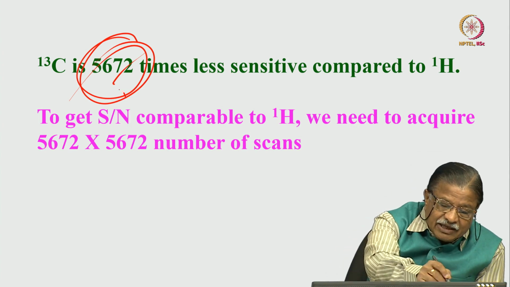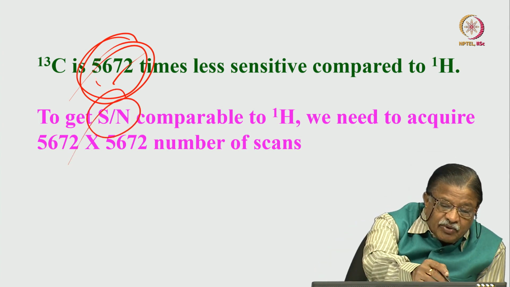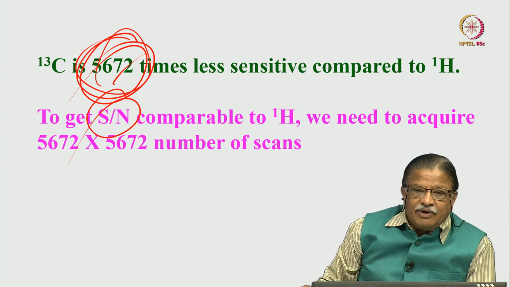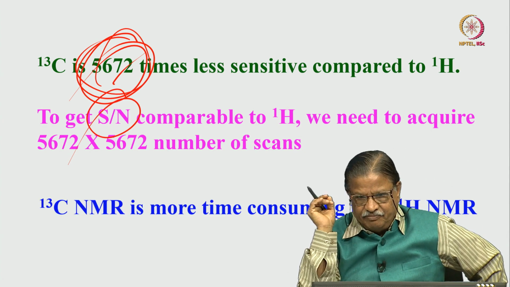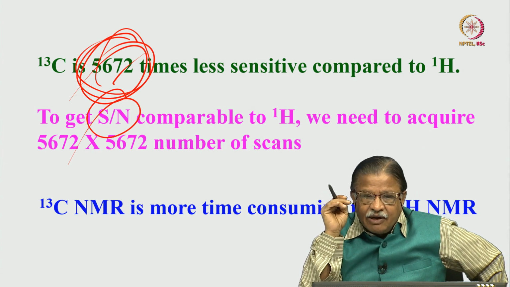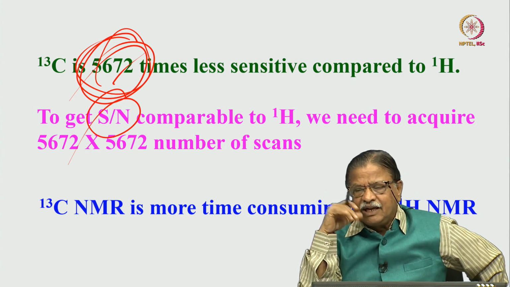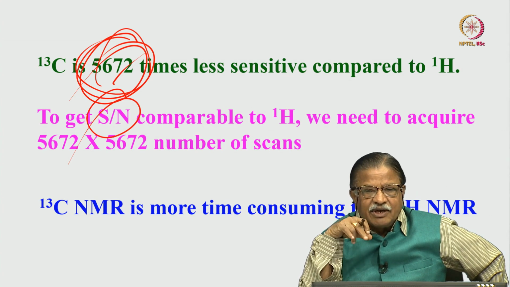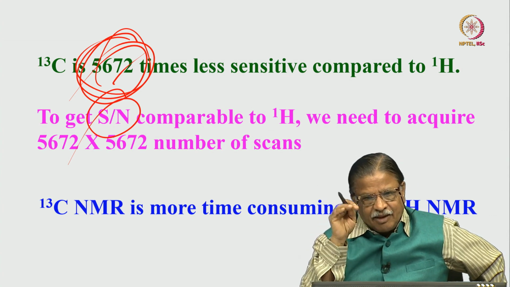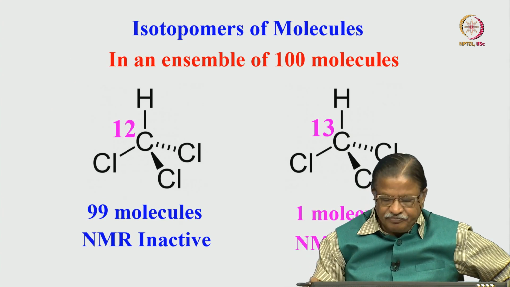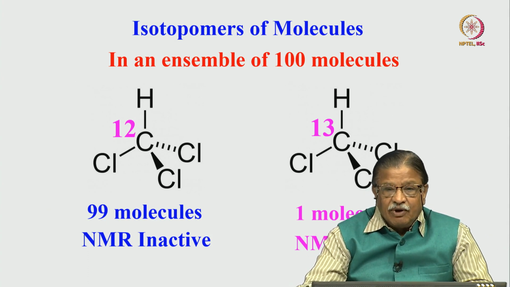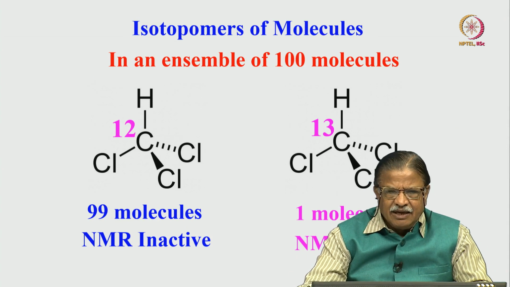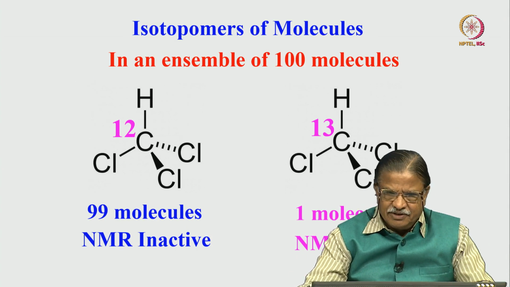In fact, if I have to get the signal to noise ratio, I have to take the square of this number, 5672 into 5672. As a consequence, it is really time consuming. Sensitivity is very low. Carbon-13 NMR is that way more time consuming than proton NMR. Please remember this point. With this, I want to introduce one parameter which I already discussed indirectly or directly in some 1 or 2 classes.